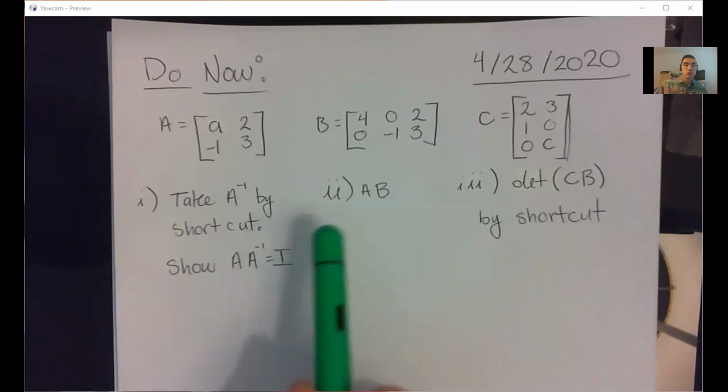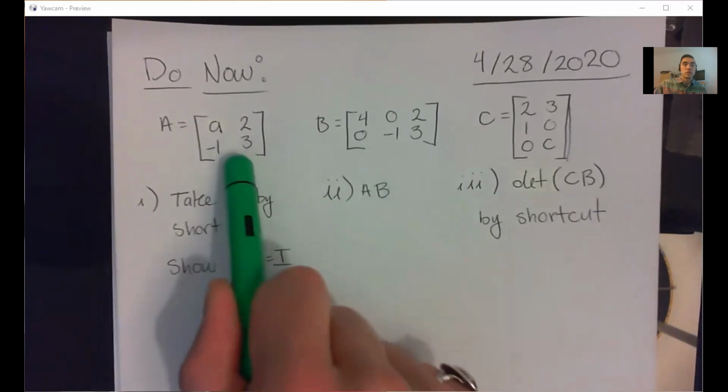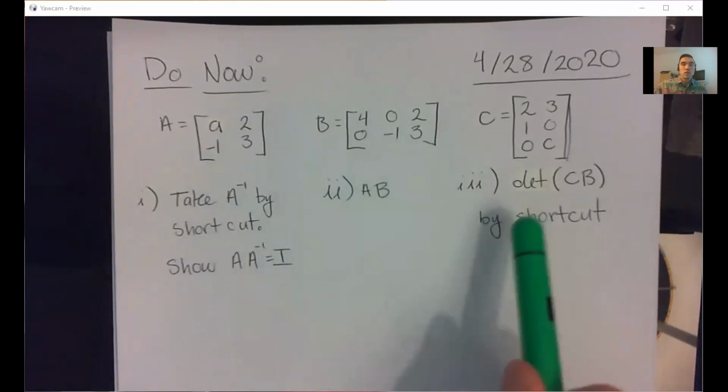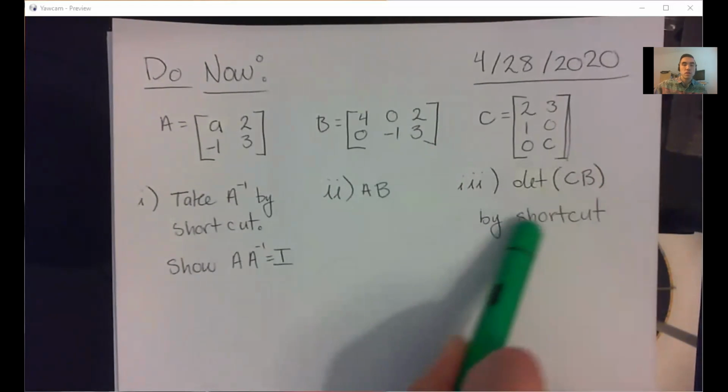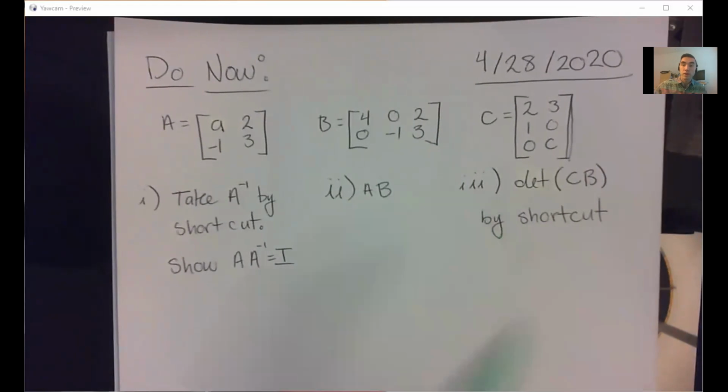And then item number 2, give me the product of A, B, where this is A and this is B. And then finally, item 3, give me the determinant of the product CB by the shortcut.